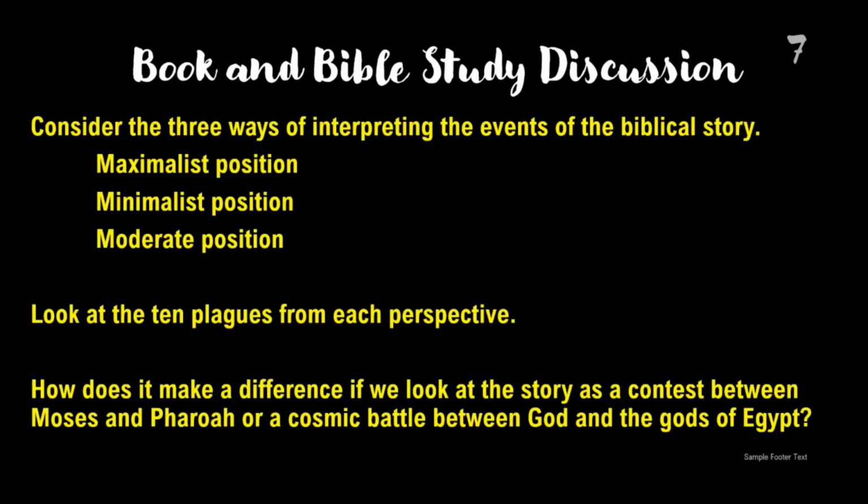So how does it make a difference if we look at the story as a contest between Moses and Pharaoh, or a cosmic battle between God and the gods of Egypt? Interesting. Well, because Pharaoh thought he was a god, I guess you could say it was a cosmic battle between Pharaoh and God, because he didn't think he was going to lose. Right. But you could look at it between Moses and Pharaoh, but then take it to a higher level, between God and the Egyptian gods.